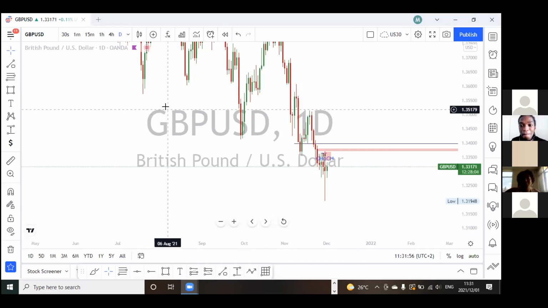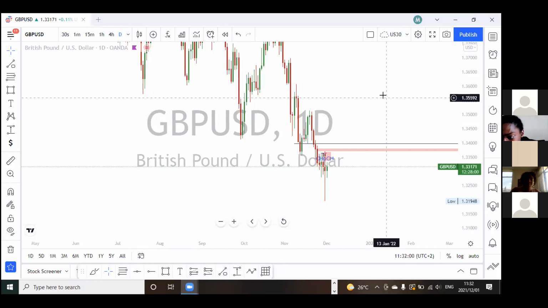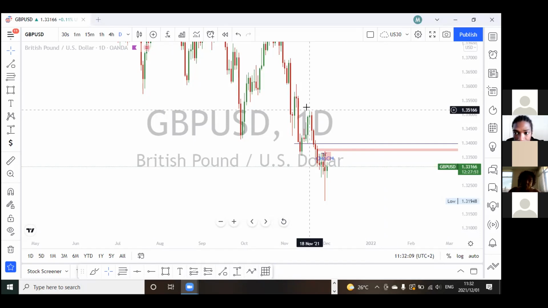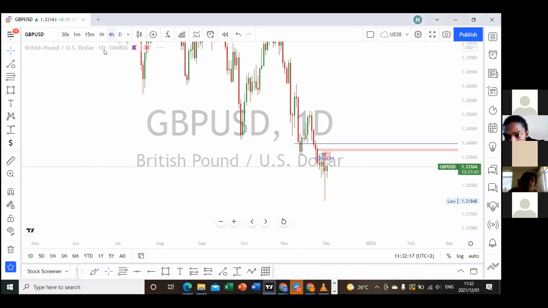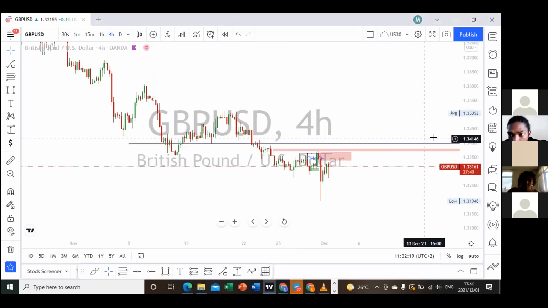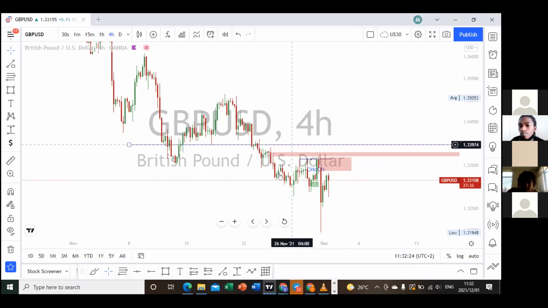I'm going to start afresh. So yes, I'm basically looking at GU and I'm on a daily time frame because I want to check what's the higher time frame narrative. So we can clearly see that on GU we are basically on a downtrend. So what we want to do is check if the lower time frames are going to be in line with our higher time frame. So we can check on our 4-hour. This is exactly what happened.